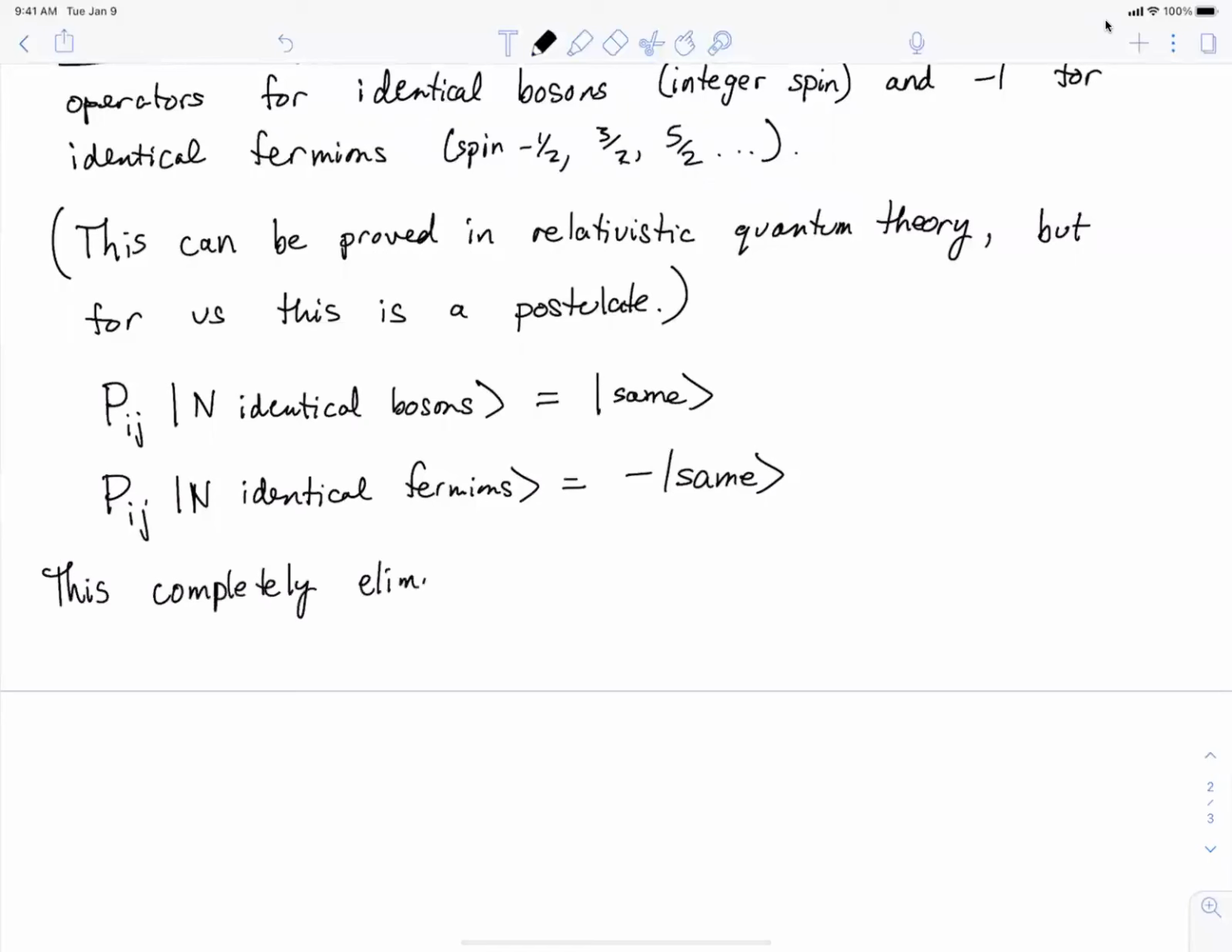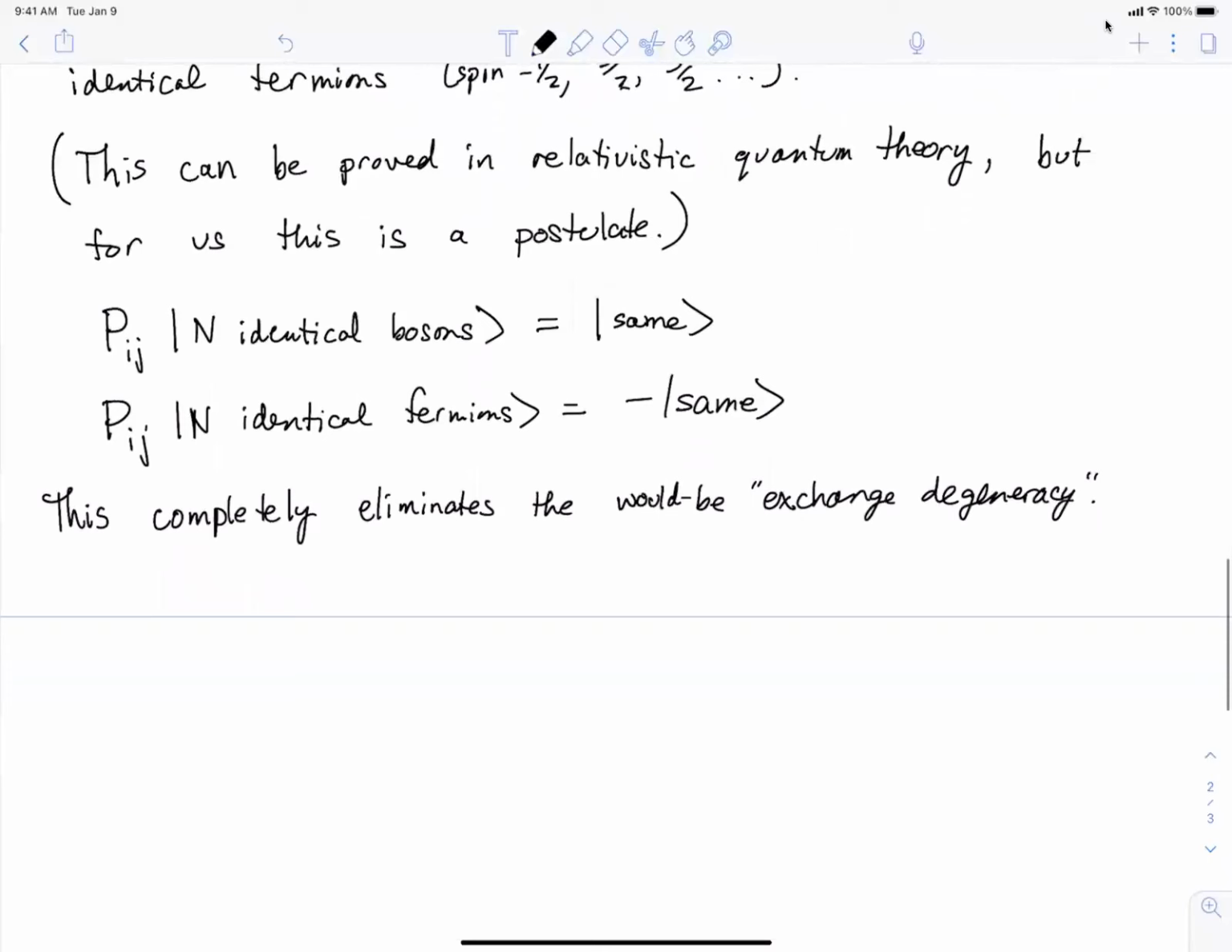So this completely eliminates the would-be exchange degeneracy. I'll put it in quotes because it's not really a physical degeneracy. That doesn't mean it's useless. It's useful because when you're just doing mathematical operations on kets, you want to see this degeneracy to make sure you're doing everything okay.